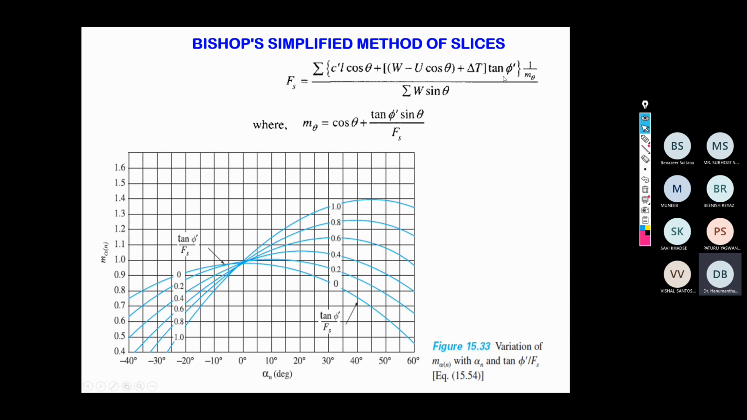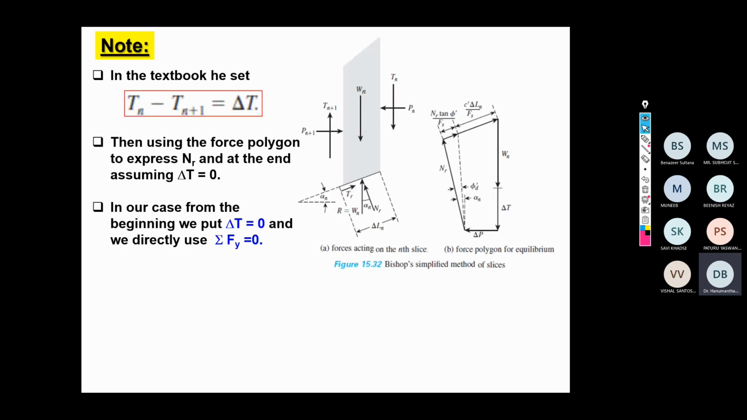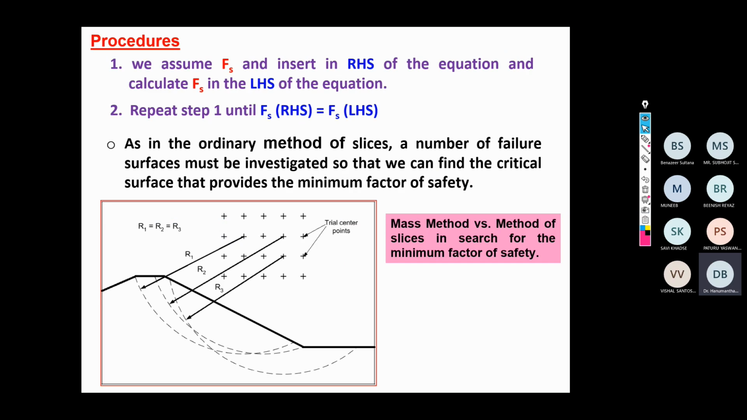So alpha n is the angle made by the trial slip circle with respect to the bottom of the slice. So this part we leave it.